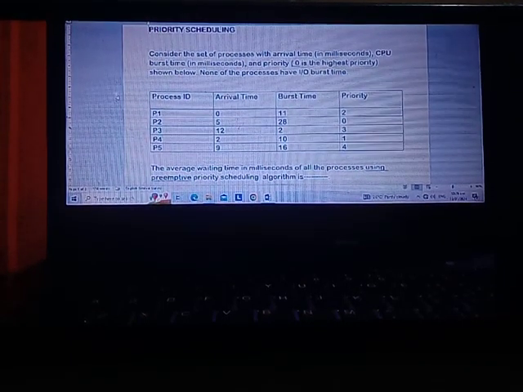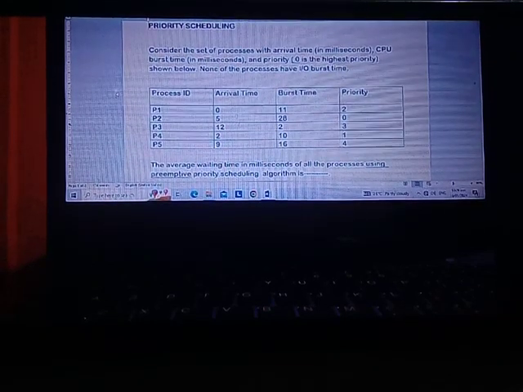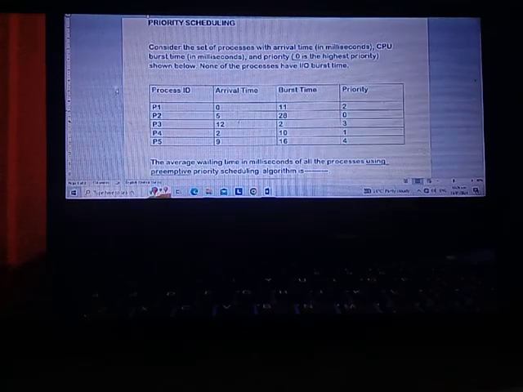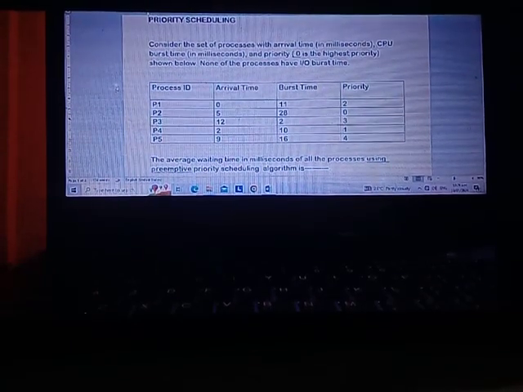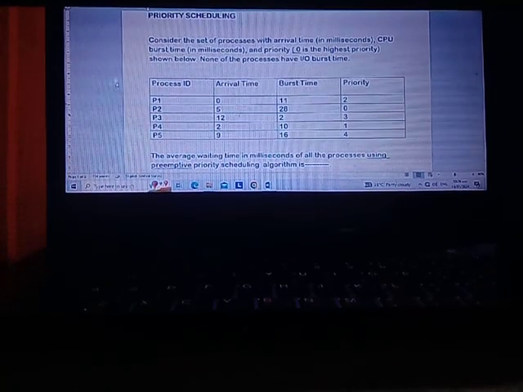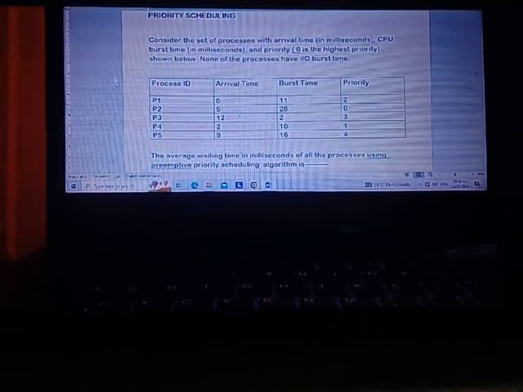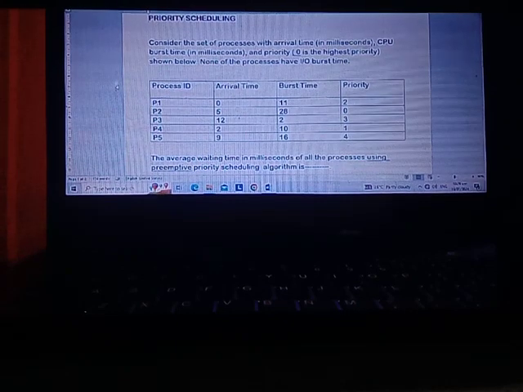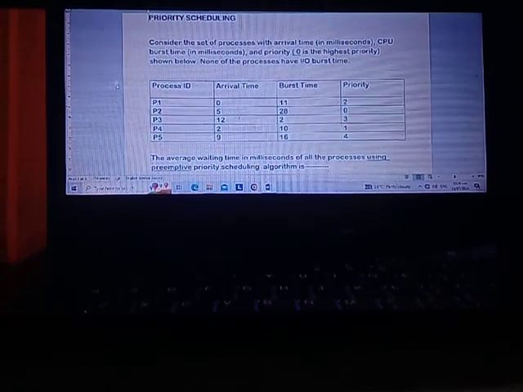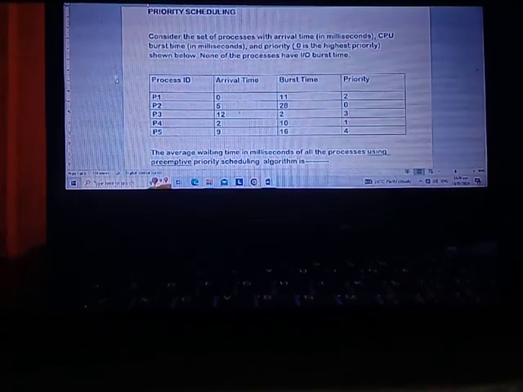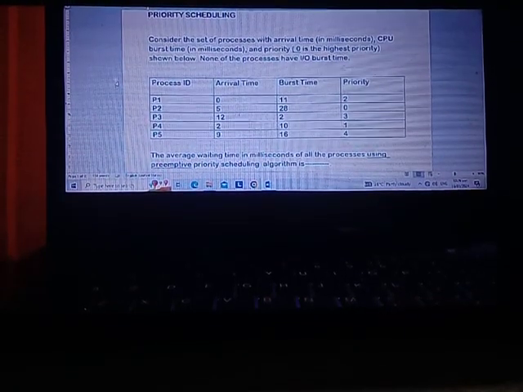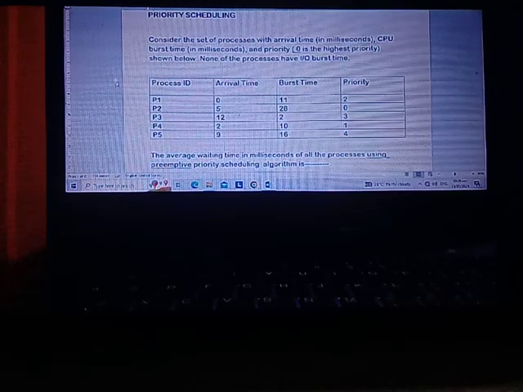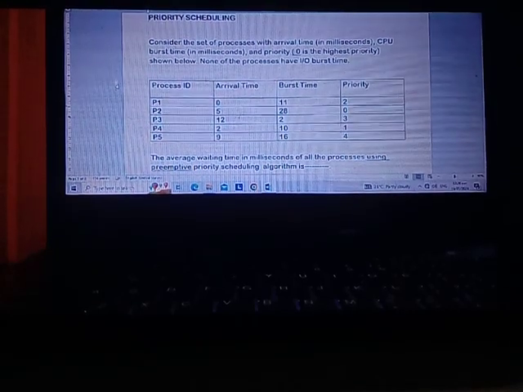Alright, first of all, let's try to understand what this question is asking. Here it says that we are given 5 processes with process IDs P1 to P5, and their arrival time is given in milliseconds, which is shown here. And then the burst time is also given in milliseconds, shown here. And then we have the priority of each of these processes shown in this column. And 0 is the highest priority.